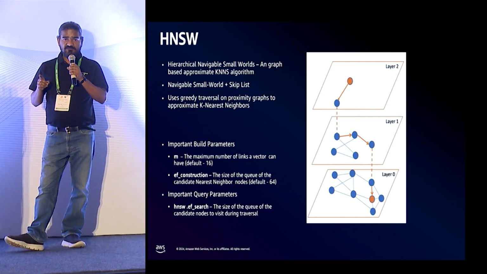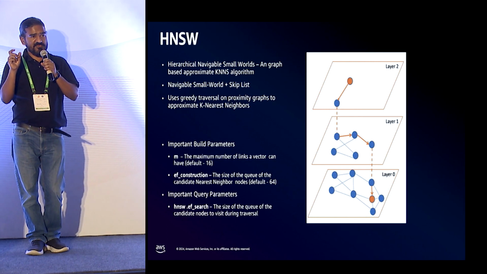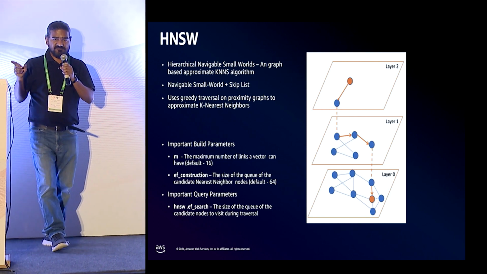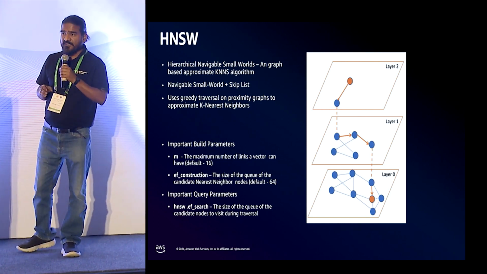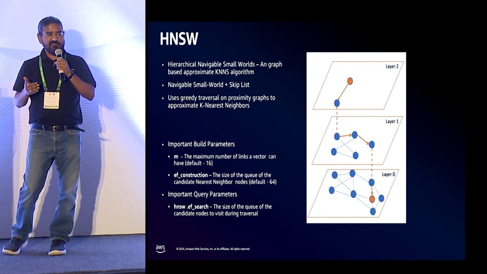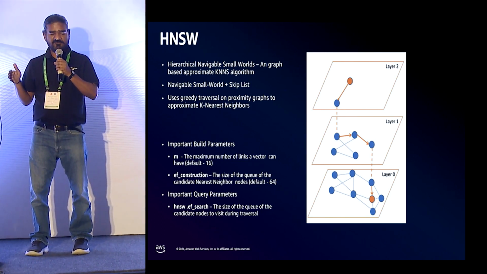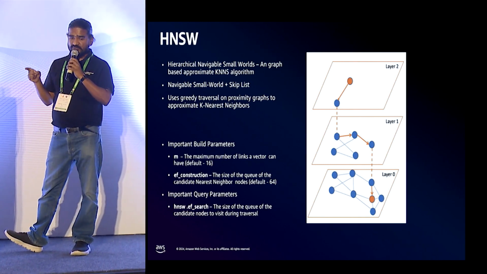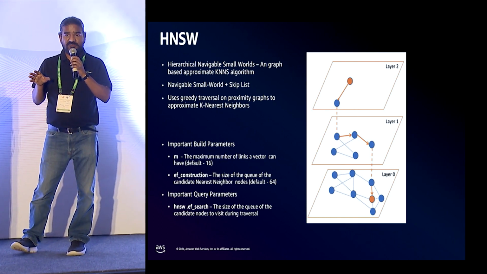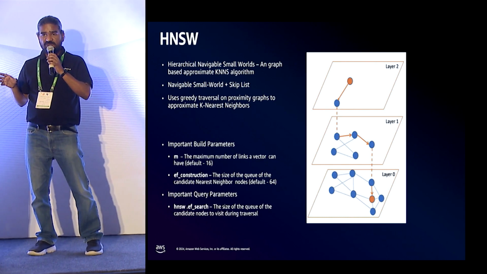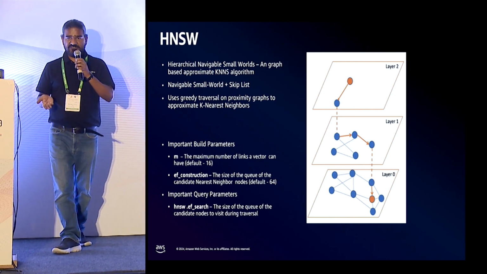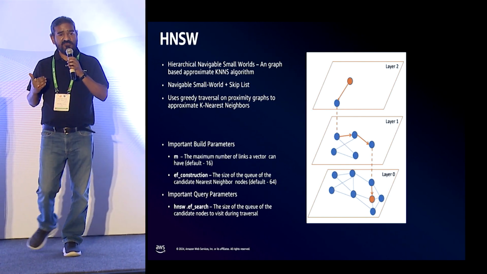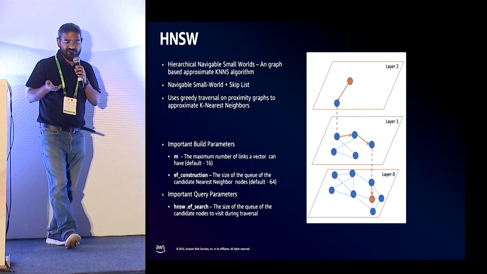M stands for the number of pointers or links the node or vector will have to other vectors. By default, it's 16. And while doing this operation, by linking the vector to the other vectors, it will maintain a queue of M construction. This is the M construction, which is going to be used to define how big the queue needs to be. The bigger the queue is, the more accuracy it will have, but it will use more memory and more computation, so it will take more time.